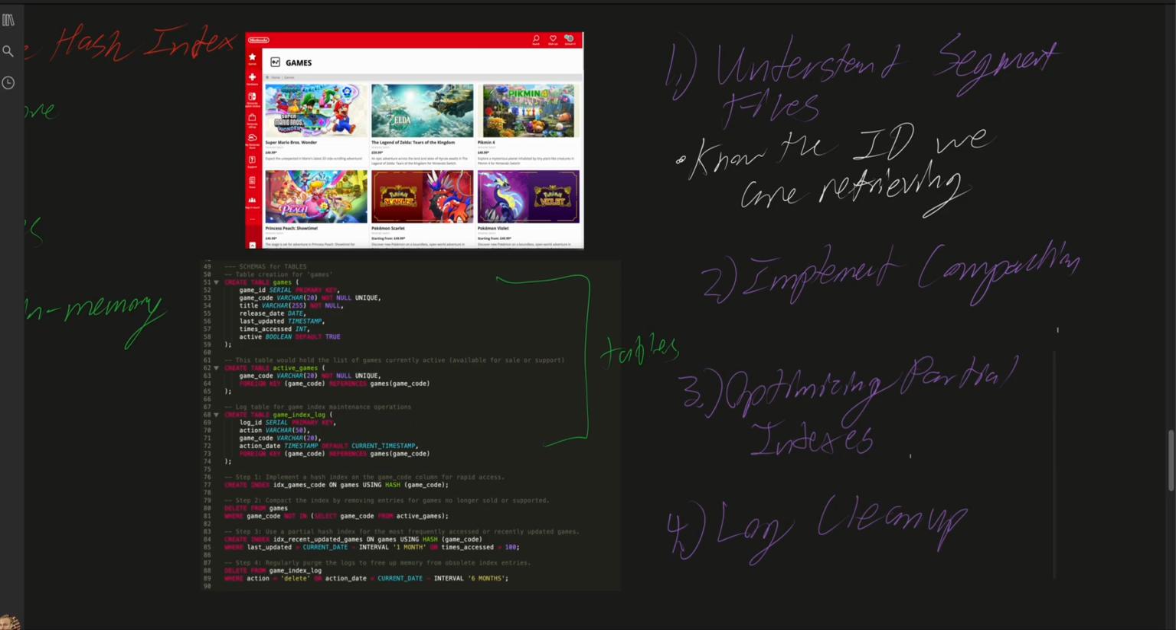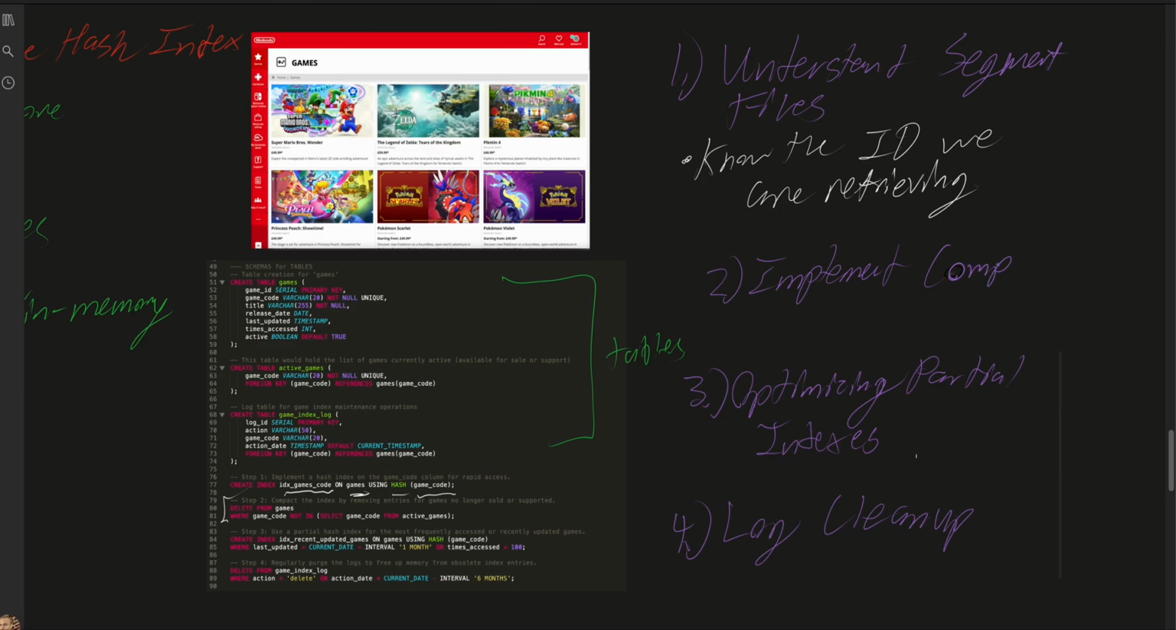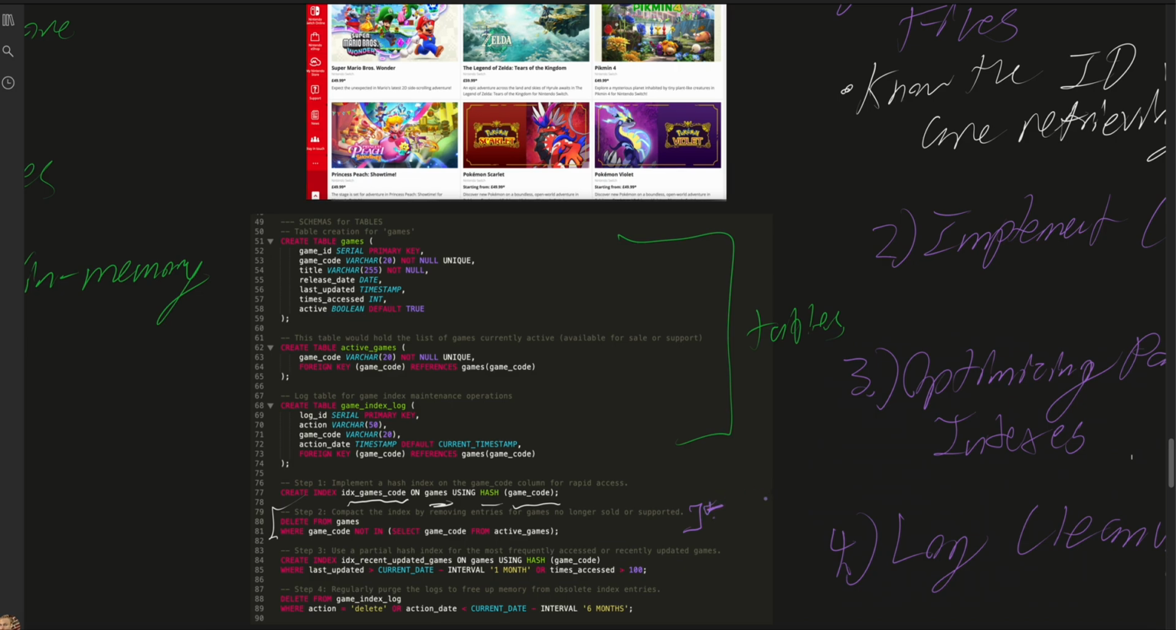For our first part, we already know in particular that we have to know the ID that we're going to be associating with, and it looks like it's just going to be the game codes that will be associated with each game. And then on the games table that we would have, we implement a hash to get the game code. And then in the second part, we implement the compaction. Let me just clear this up. When we do so, we are deleting the indexes that are no longer sold or supported. So here, no longer supported.